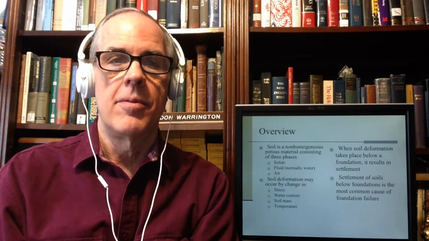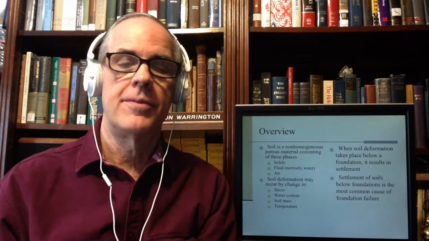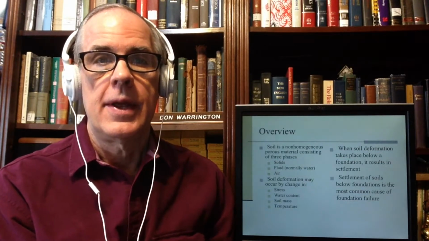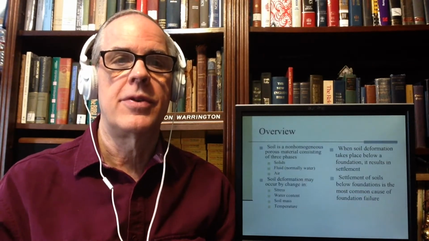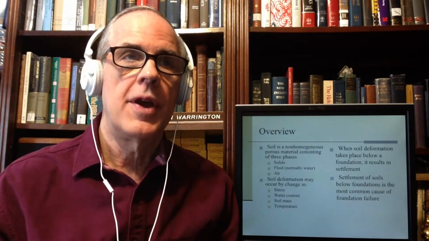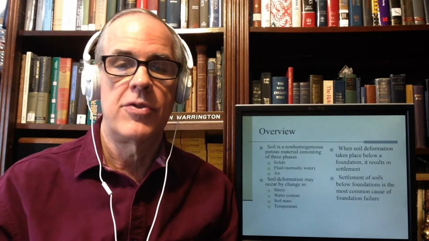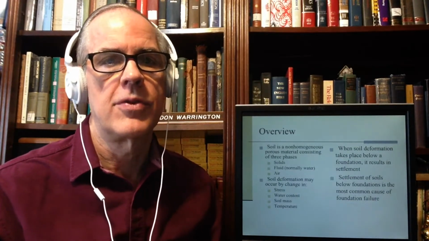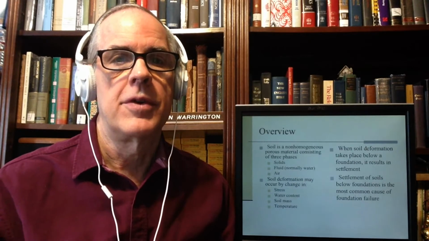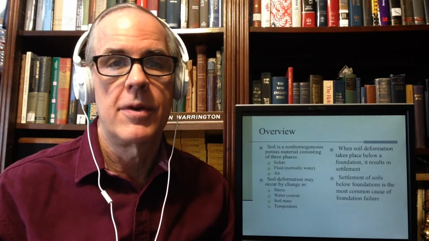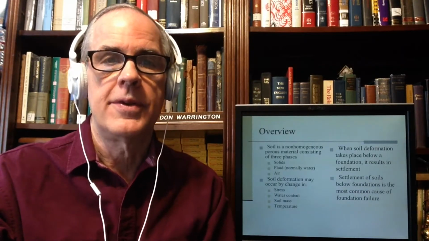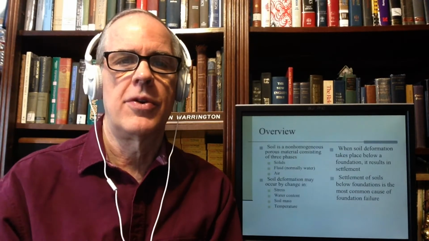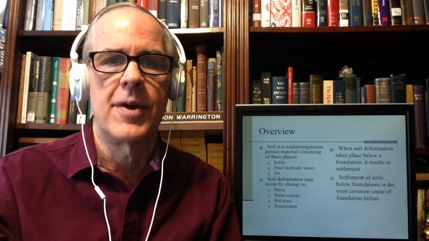Soil is a non-homogeneous porous material consisting of three phases: solids, fluids, and air. Normally water, fluids. And we discussed this in soil composition. Soil deformations can occur by changes in stress, water content, soil mass, and temperature. And we've seen what water content can do with effective stresses and capillary rise. And that's going to become even more evident as we get deeper into the material. Temperature, somewhat, not too much, because the temperature in the earth is fairly consistent unless you've got a volcano erupting or something like that.